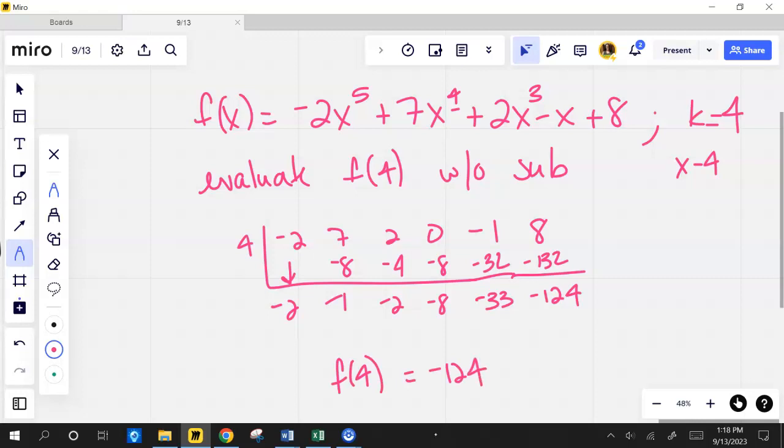Where did that come from? The remainder. That's exactly right. The remainder is what you get when you divide.